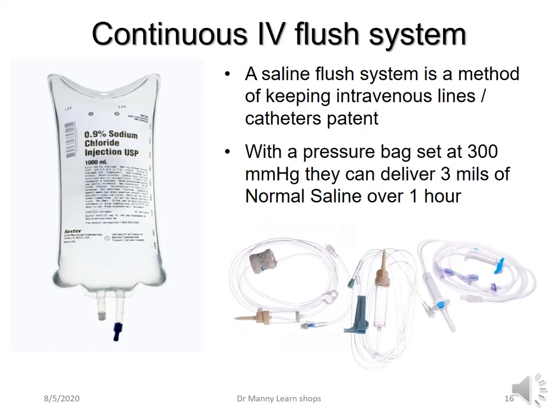Then you've got a continuous IV flush system. And this is a saline flush system, typically normal saline, is the method for keeping intravenous lines and the catheters patent. And with a pressure bag set at 300 millimeters of mercury, it will deliver, or should deliver, about 3 mL of normal saline every hour continuously, preventing the formation of a thrombus, keeping the line patent.